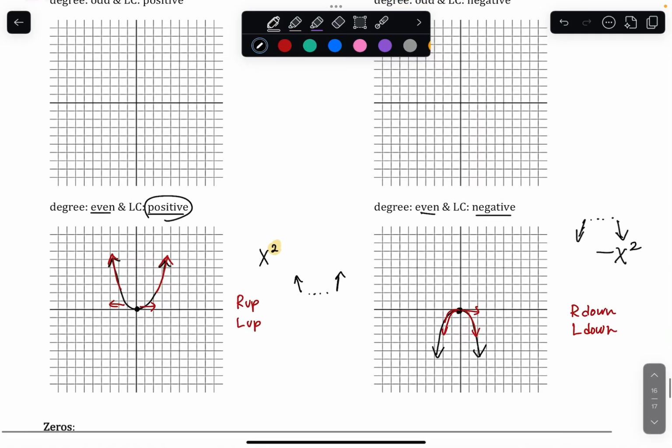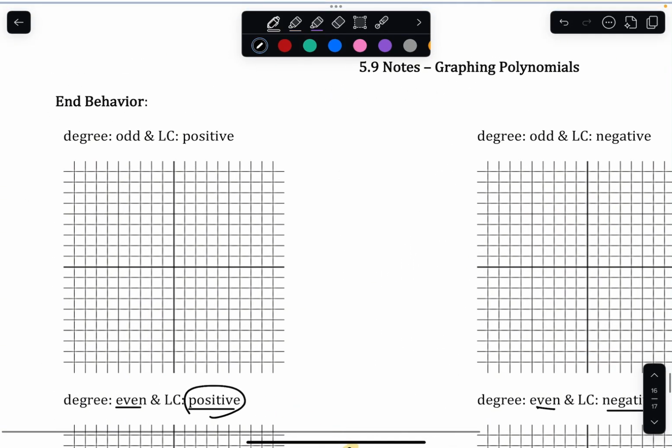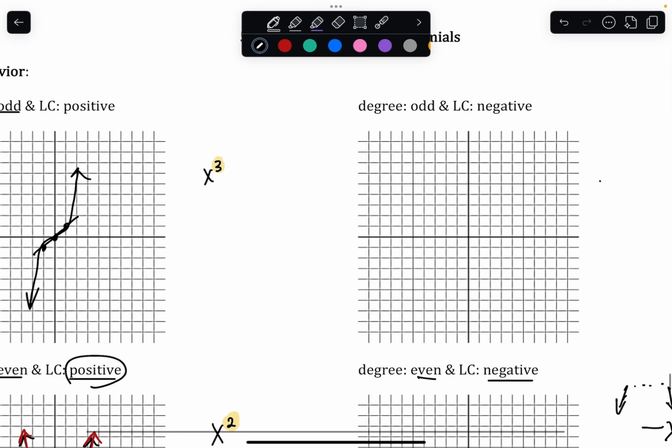Okay, and so if we have an odd degree, we can picture x cubed. If our degree, meaning the exponent, is odd, like 3, and the leading coefficient is positive, we can picture our cubic parent function that was up to the right and down to the left. We had that positive slope between those 3 points. And then if we had a negative in front of it, that slope between those 3 points would be negative. So it was up to the left and down to the right.